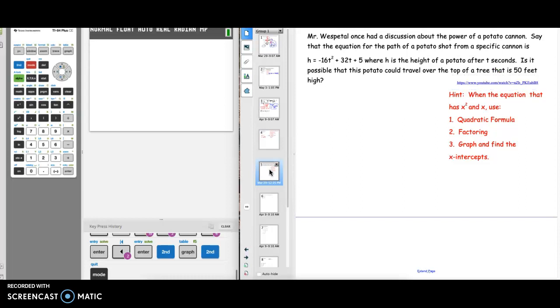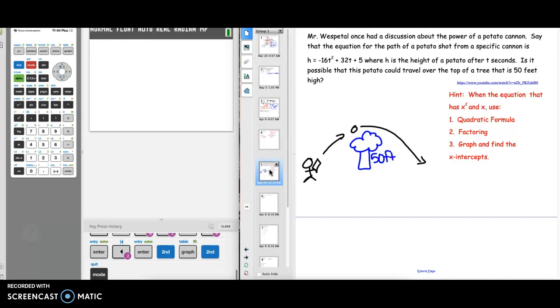So let's pretend that Mr. Westpatal is hanging out and shooting potatoes. Okay, so here's his potato. Woo! Hopefully he doesn't hit his neighbor. There, Mr. Westpatal with his potato gun, shooting the potatoes. And we want to see if it could go over a tree that is 50 feet tall.